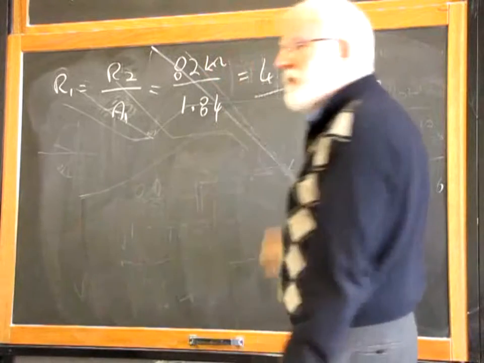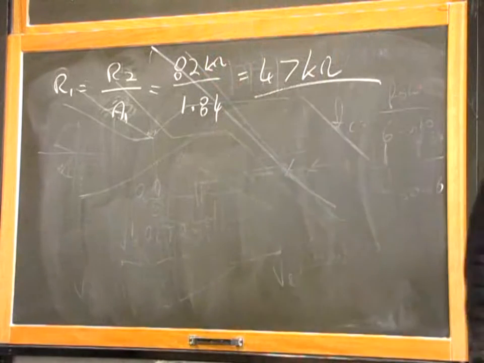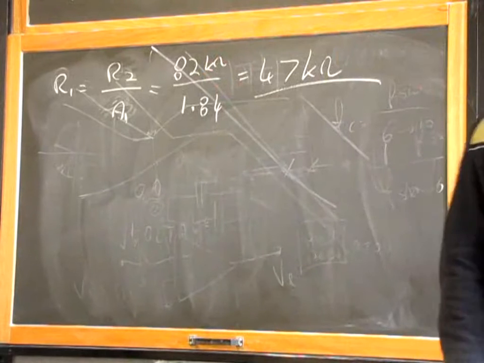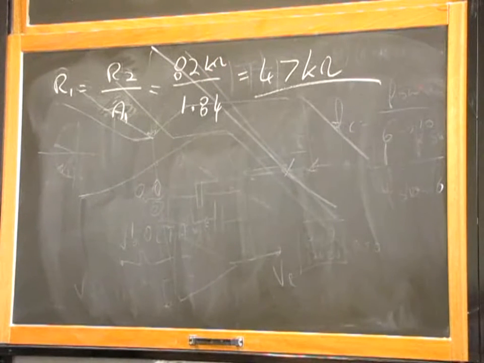Be careful. This resistor must be very precise, 1%. I didn't say anything about the precision of R2. 5% is fine.